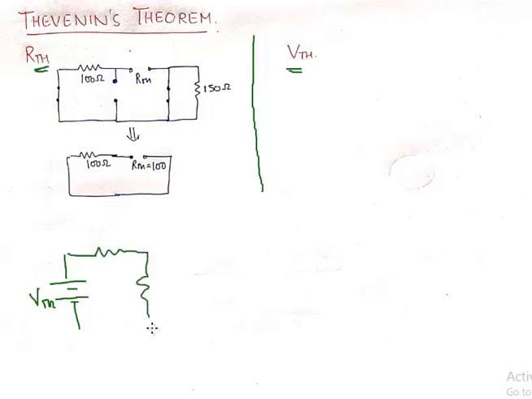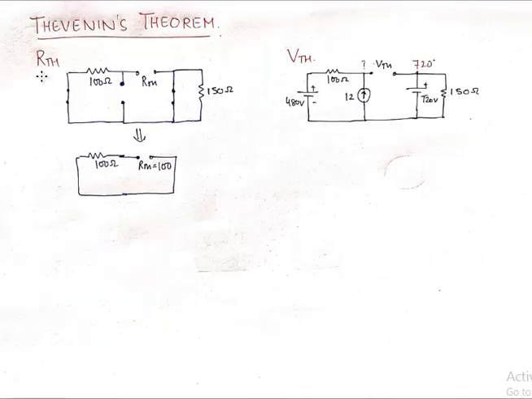And finally, once we have found these two parameters, we simply use these two parameters in series with the load. So we take up VTH, we take up RTH, and we connect the load here. So this becomes a simpler network, and we find the current through that load. So the idea of using Thevenin's theorem is to reduce this complicated network into a simpler series network. So that is why we need to find out RTH and we need to find out VTH.